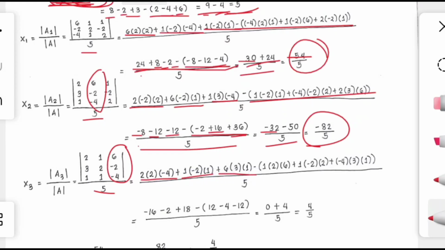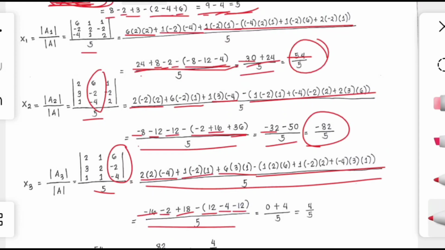plus 6 times 3 times 1, minus the quantity of 1 times 2 times 6 plus 1 times negative 2 times 2 plus negative 4 times 3 times 1, all over the 5. And then 2 times 2 times negative 4, we get negative 16, and 1 times negative 2 times 1, we get negative 2, and then 6 times 3 times 1 is equal to 18, minus the quantity of 1 times 2 times 6 is equal to 12, plus 1 times negative 2 times 2 is equal to negative 4, and then negative 4 times 3 times 1 is equal to negative 12, all over the 5.